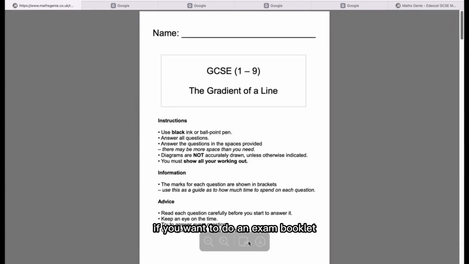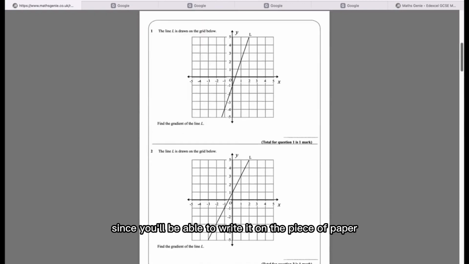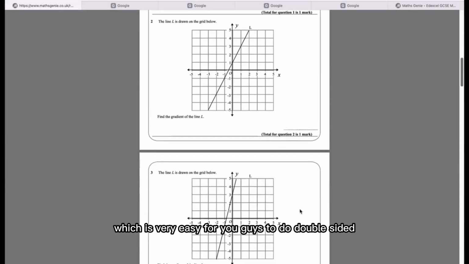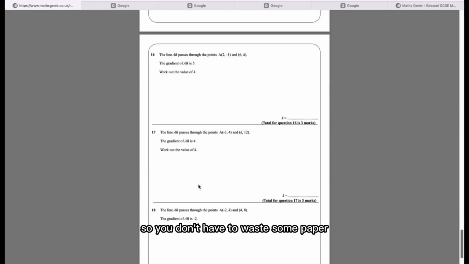If you want to do an exam booklet format, which will be a little bit easier since you'll be able to write on the piece of paper and get some practice as an exam question, as if you're doing an exam, you can print this out, which is very easy for you guys to do. Double-sided will be useful, so you don't waste paper.